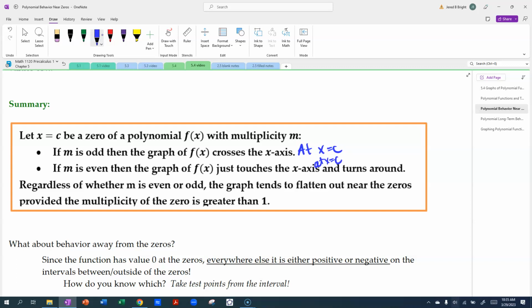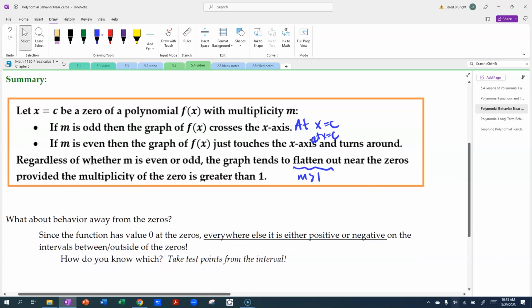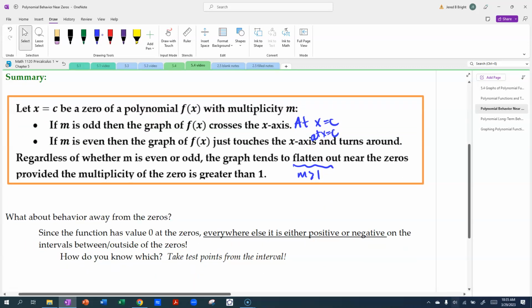And then whenever your multiplicity or your order is greater than 1, it's going to flatten out, okay? So if your order is greater than 1, it flattens out, okay? And obviously the larger the value of m, the flatter it gets. Okay, so we kind of know about behavior near zeros. What about away from zeros, or maybe in between them?